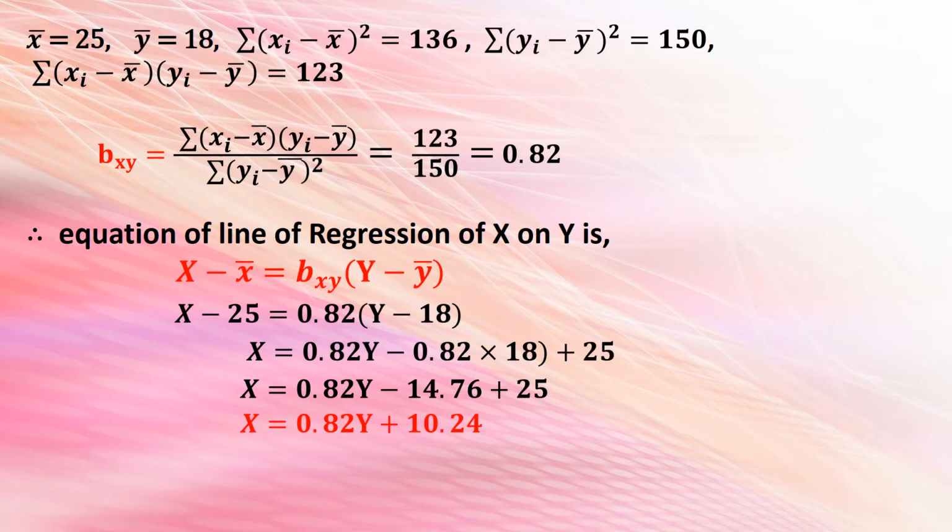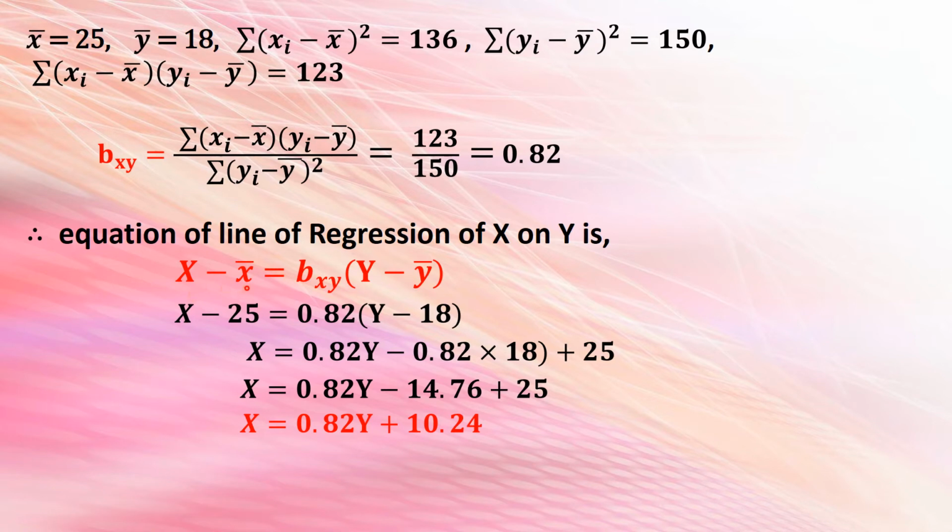Now bxy is given by the formula sigma (xi minus x bar) into (yi minus y bar) upon sigma (yi minus y bar) the whole square. Substituting the values, product of the deviations is 123 and sigma (yi minus y bar) the whole square is equal to 150, and 123 upon 150 you will get 0.82.